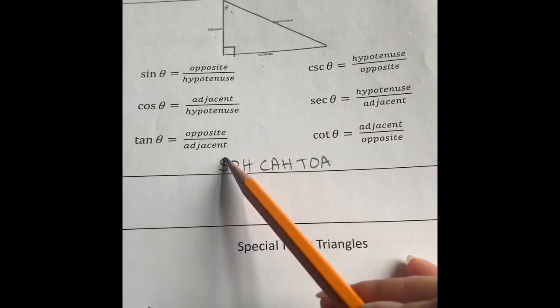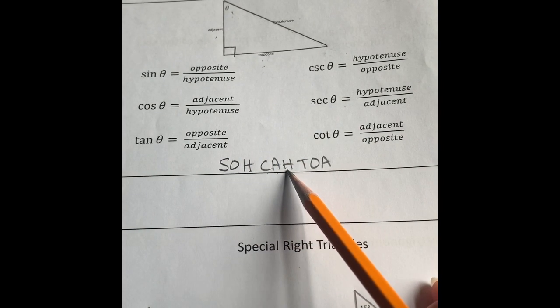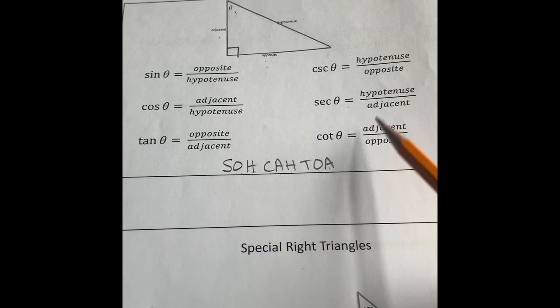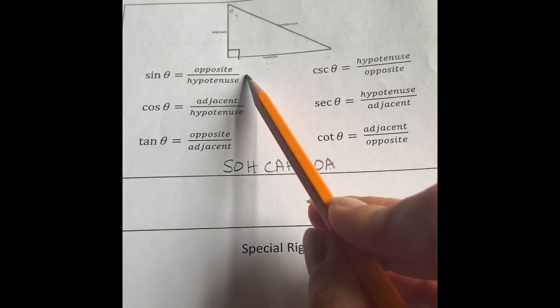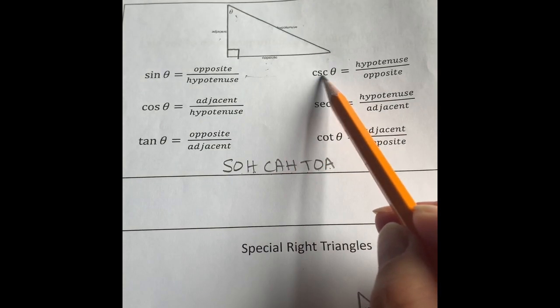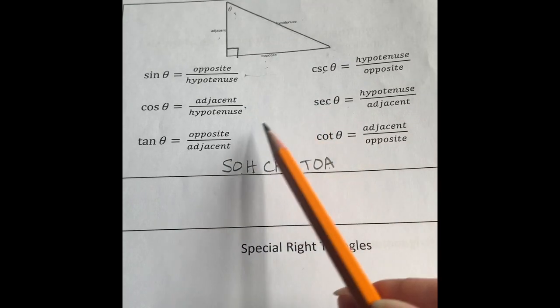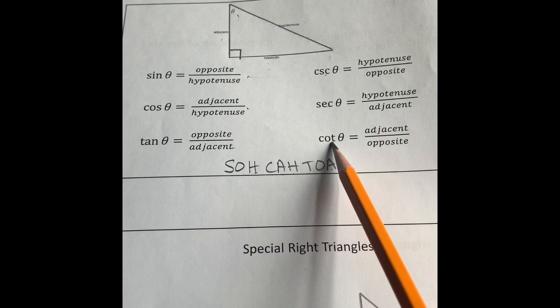Sohcahtoa. Sine is opposite over hypotenuse. Cosine is adjacent over hypotenuse. Tangent is opposite over the adjacent. There's no acronym for these 3, but you have to just remember that the opposite of sine is cosecant. The opposite of cosine is secant. Opposite of tangent is cotangent. Not just opposite, but the reciprocal.